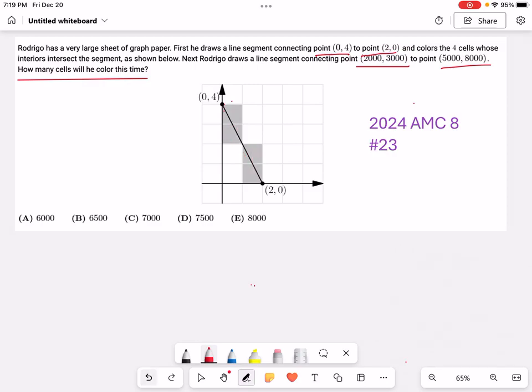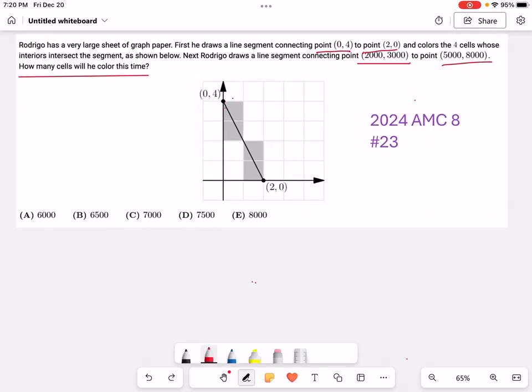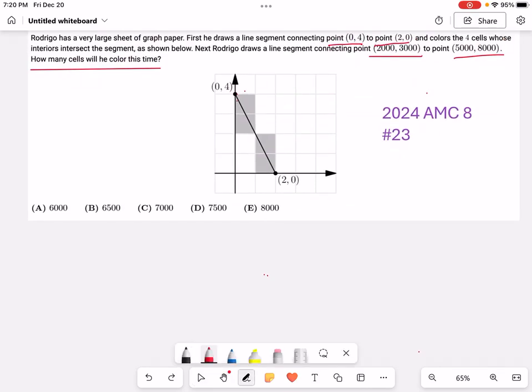So how do we do this? We can't just graph a line from (2000, 3000) to (5000, 8000) manually and color squares. That's not going to be possible, at least within a few days. So how would we do this? Well, the key thing here is to scale things down. Notice how instead of 2000, 3000, we can just have 2, 3 and 5, 8. We don't necessarily need the 1000 on there, because at the end we can multiply by 1000 however many squares it touches.